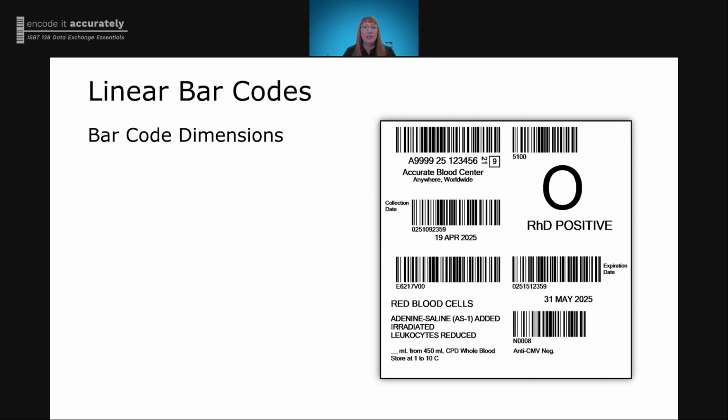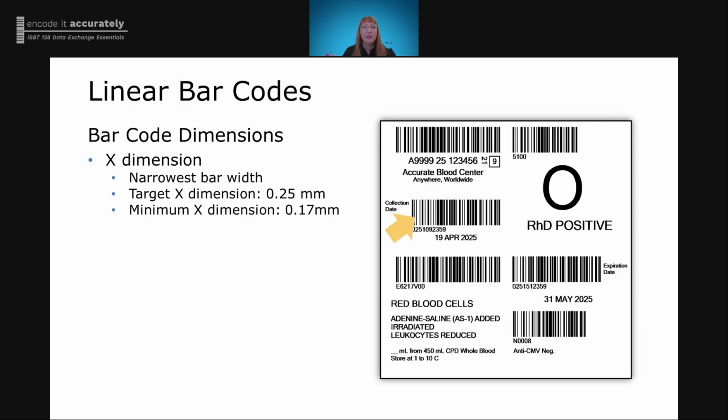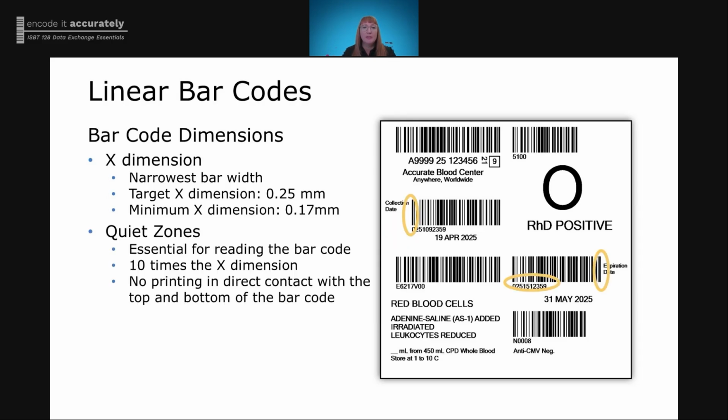Okay, now we're going to talk about the barcode dimensions that are described in ST001. The X dimension is the width of the narrowest line within the barcode. Also, it defines the quiet zones. The quiet zones are essential for reading the barcode.